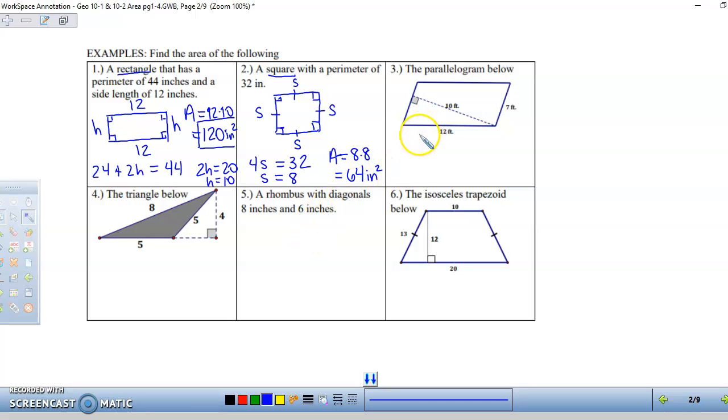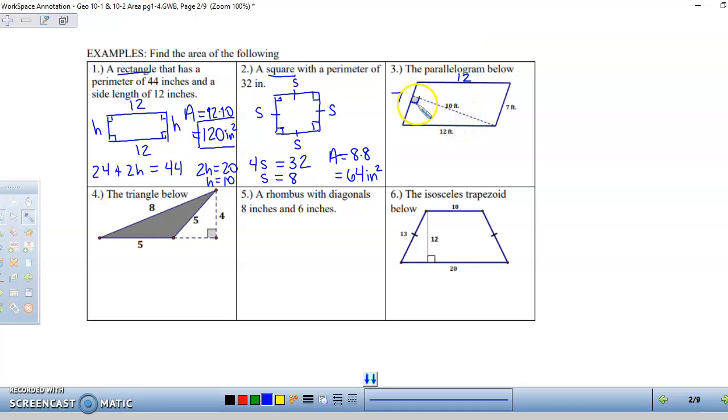Okay, number 3. So we have a parallelogram. Now, just like the rectangle, one of the properties of a parallelogram is that opposite sides are congruent. Because what you'll notice is the right angle here is going to a side that is not labeled. You always want to look for the right angle so you know which base and height, which numbers you're going to use. So we're going to use the property that opposite sides are congruent and label that this side would be 7 and that this side would be 12.